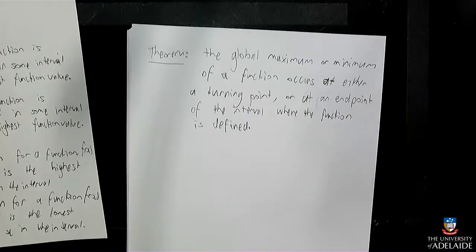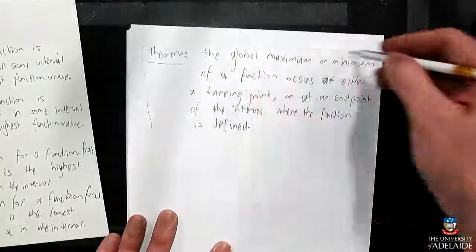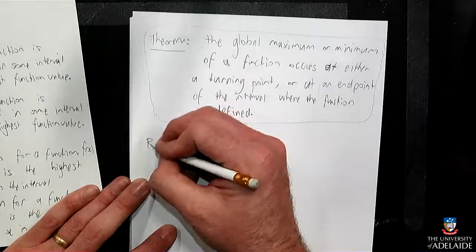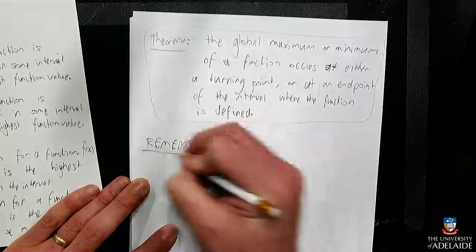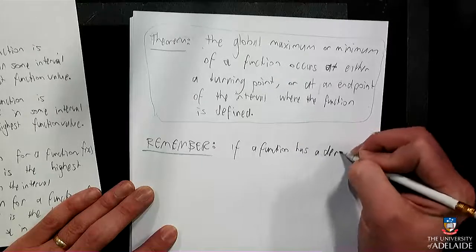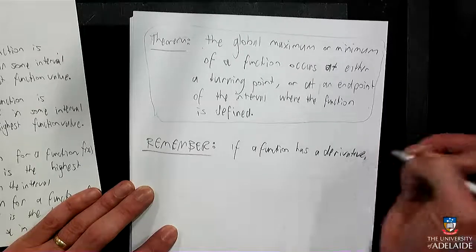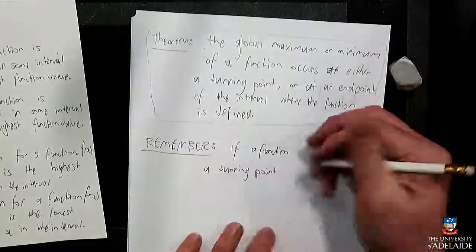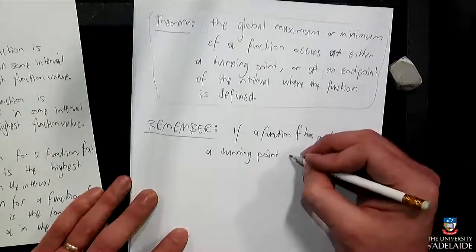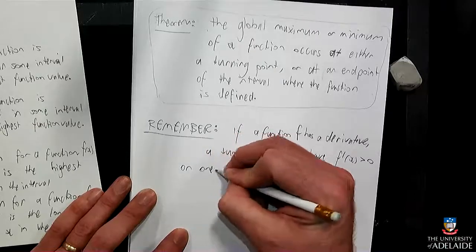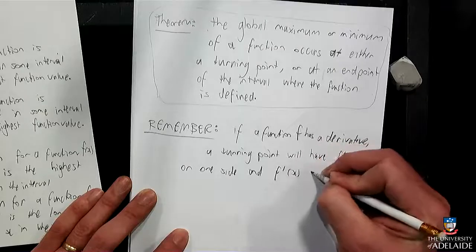And of course, turning points, which is what I was about to say before I said this, are either local maximums or local minimums depending on whether it's increasing or decreasing on either side. A turning point only occurs when it changes from increasing to decreasing or vice versa. So remember, if a function, let's call the function f of x, has a derivative, then a turning point will have f dash x greater than 0 on one side and f dash x less than 0 on the other.